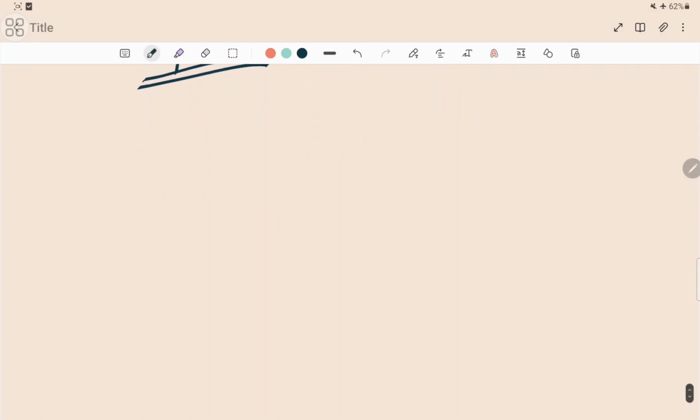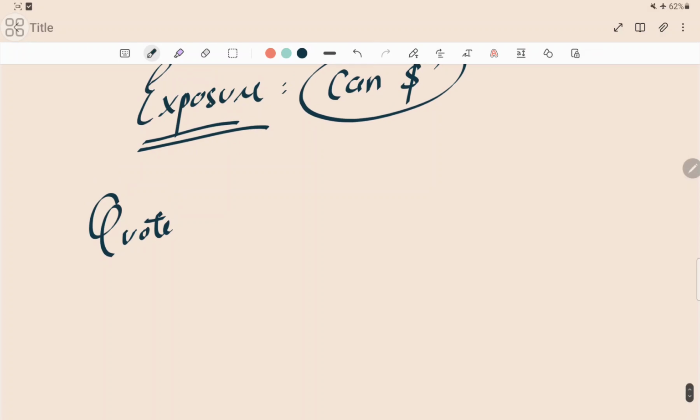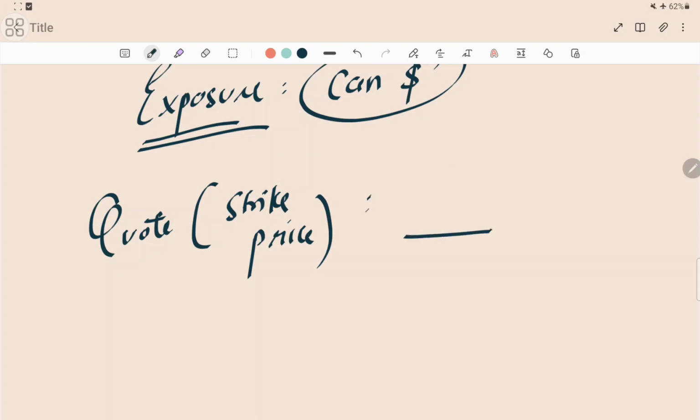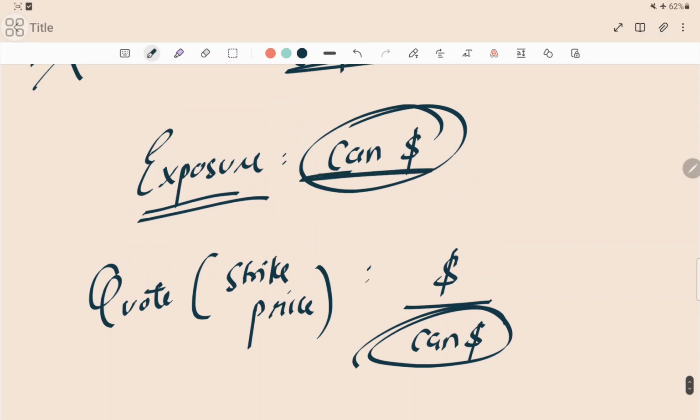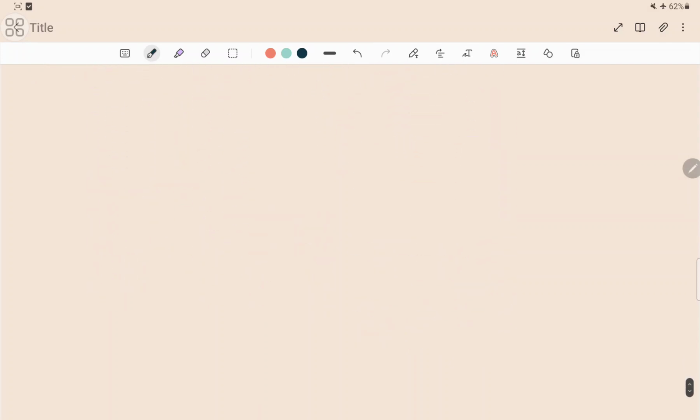Okay. Now, what is my quote that is available to me? The strike price. In case of options, you have the strike price, right? The strike price that is given to me also is a dollar per Canadian dollar. Remember, dollar by Canadian dollar. So this is also a Canadian dollar quote, and my exposure is also Canadian dollar. Got it?